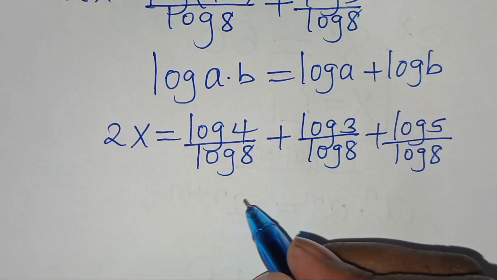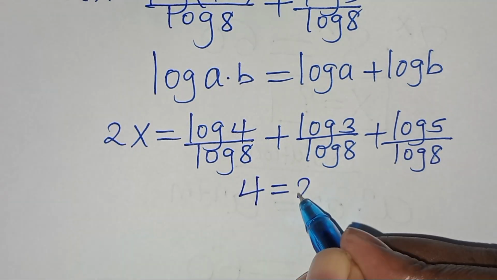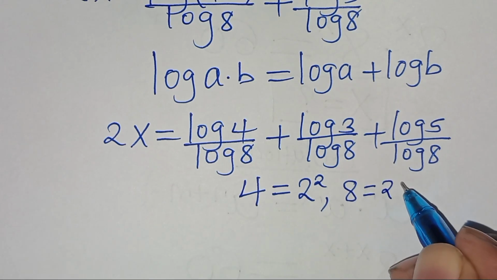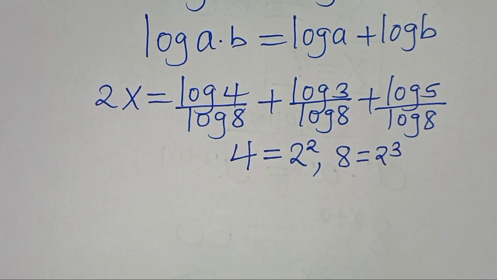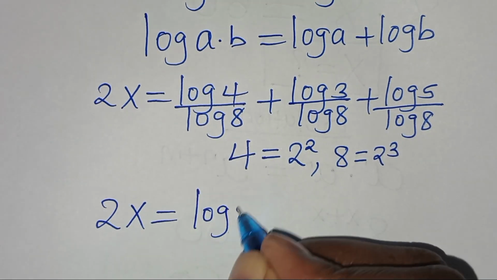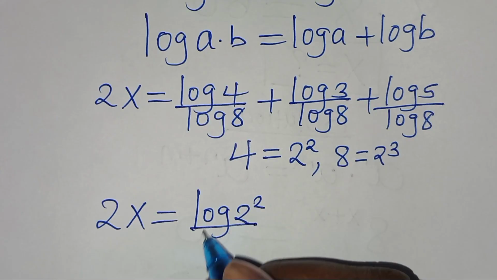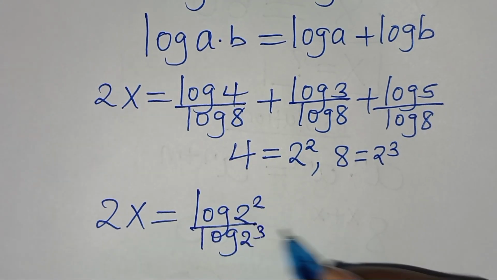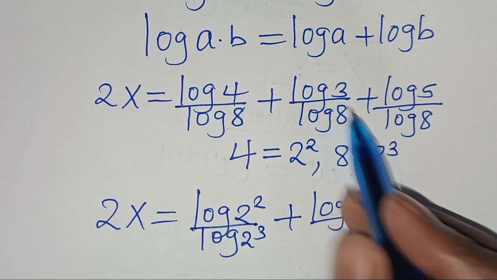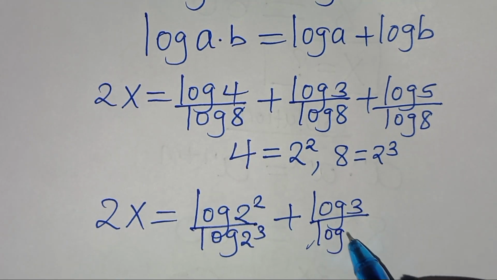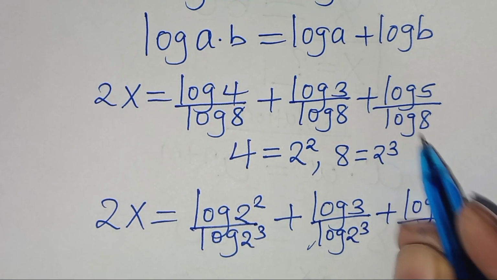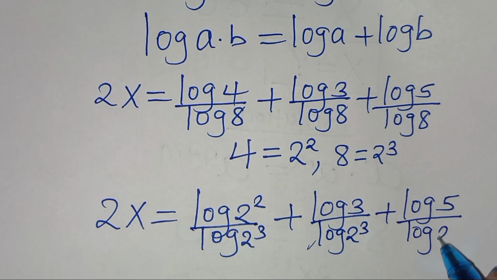The next step from here is that we can express 4 as 2 to the power 2, and we can express 8 as 2 to the power 3. Now, substituting this, we'll have 2x is equal to log 2 to the power 2 divided by log 2 to the power 3, then plus log 3 divided by log 8, which is log 2 to the power 3, then plus log 5 divided by log 8, which is log 2 to the power 3.